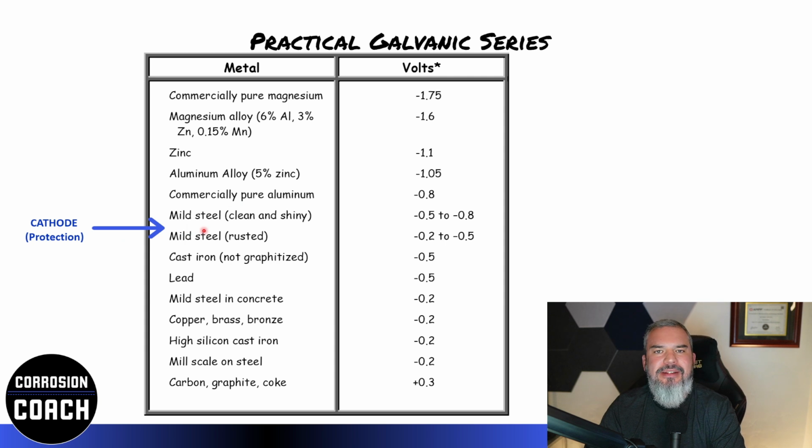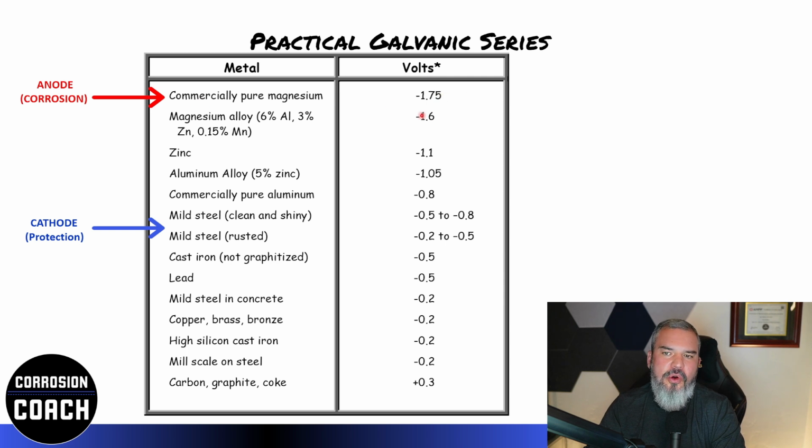So I want my steel to become my cathode. Steel is down here kind of in the middle of this particular table. And then I'm going to connect it to that magnesium, which is what I showed you in the slide before. The magnesium will corrode to protect my steel, which is nice. That is an example of galvanic cathodic protection.